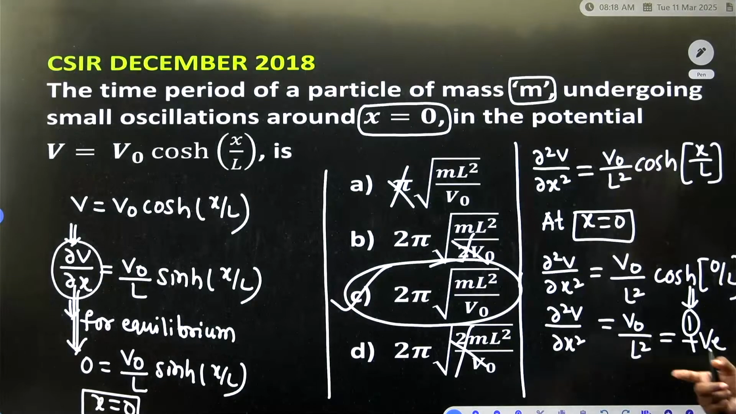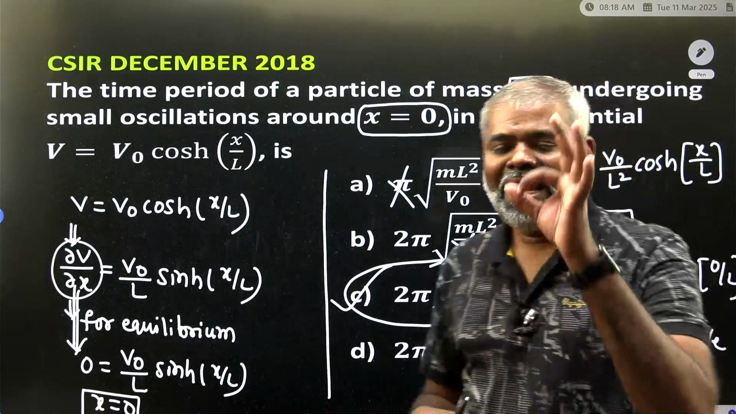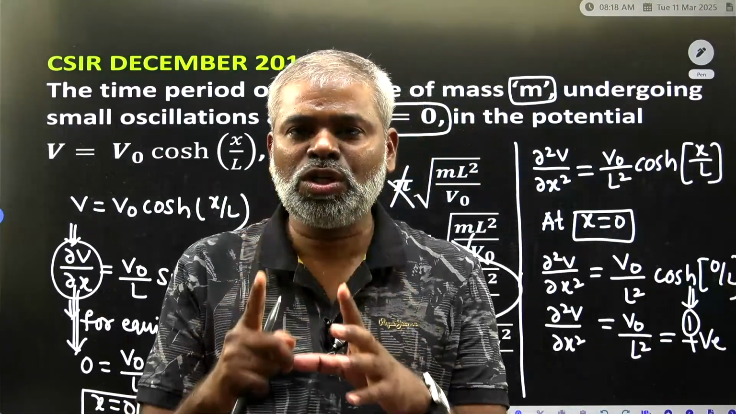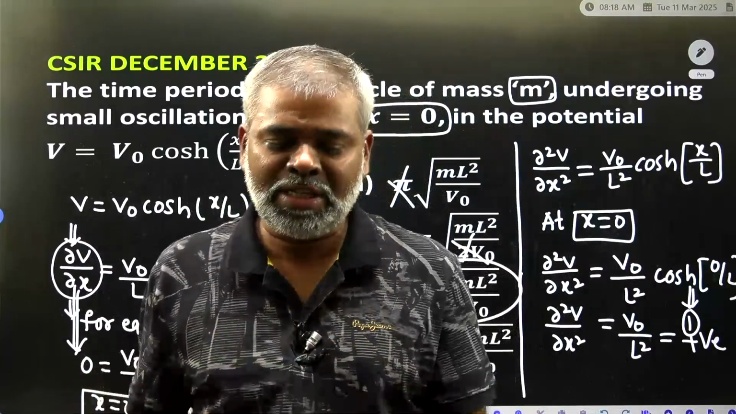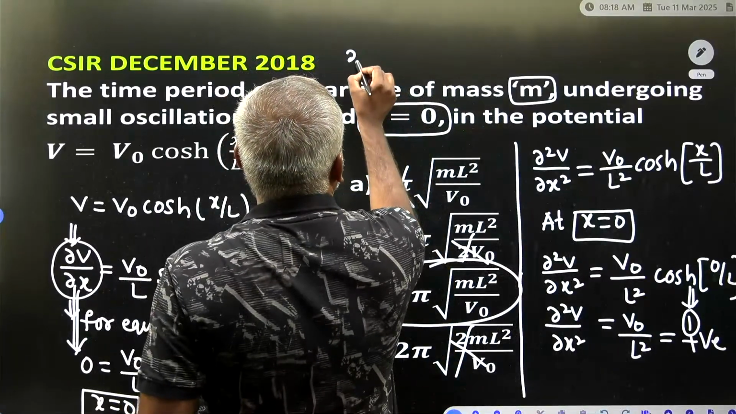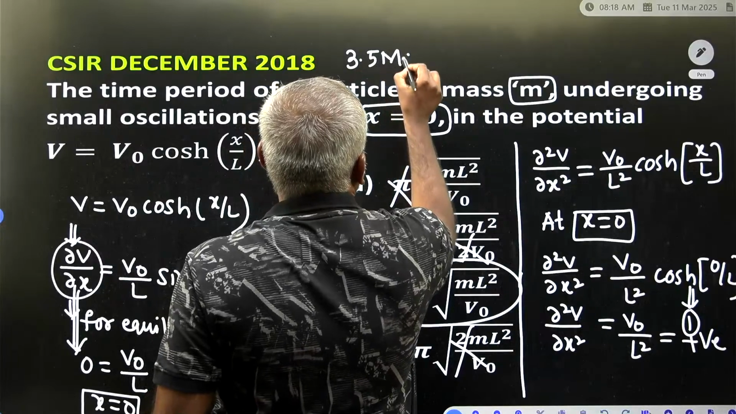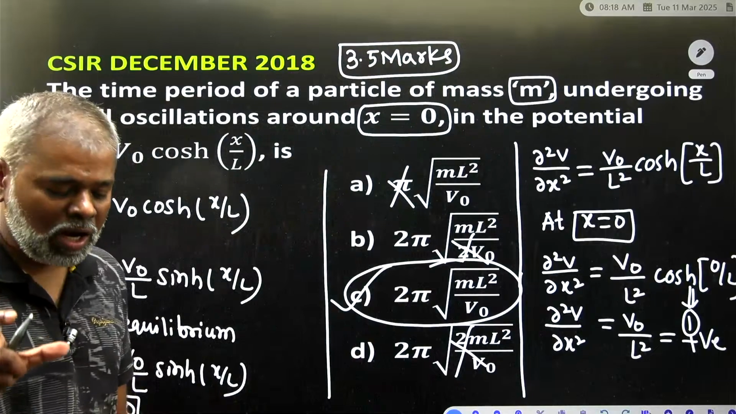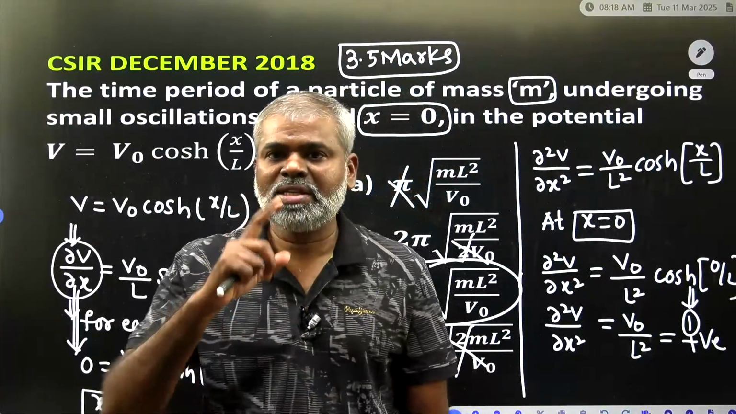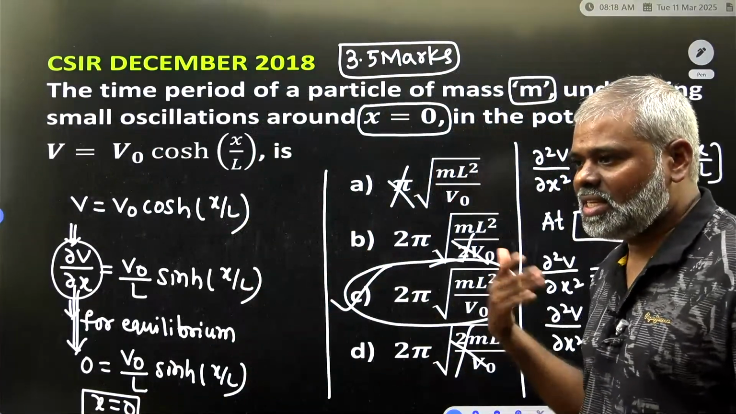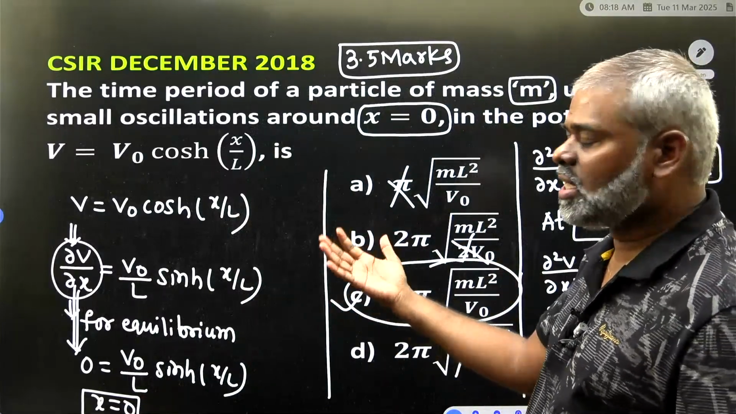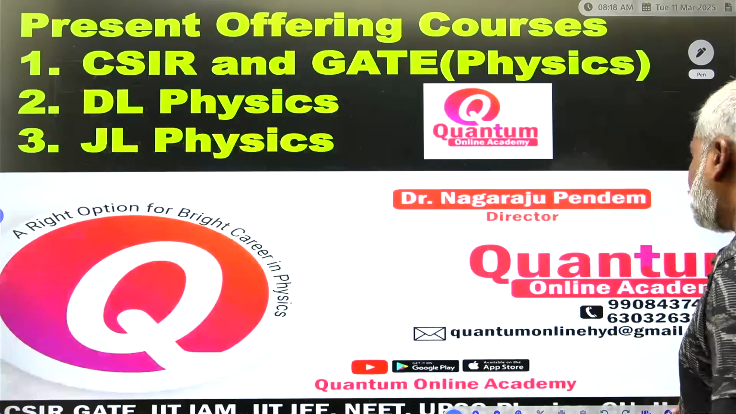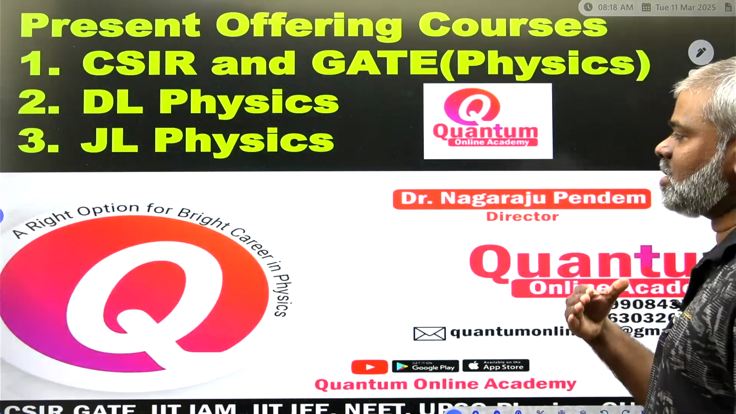Like this we have to solve in our competitive examination. In every competitive examination, such type of small oscillation questions you are able to get. They will ask around 3.5 marks from periodic motions or small oscillations in your competitive examination. Clear? Not only CSIR, SET, or any competitive exam, you have to do like this. This is the solution technique to follow for the answer.